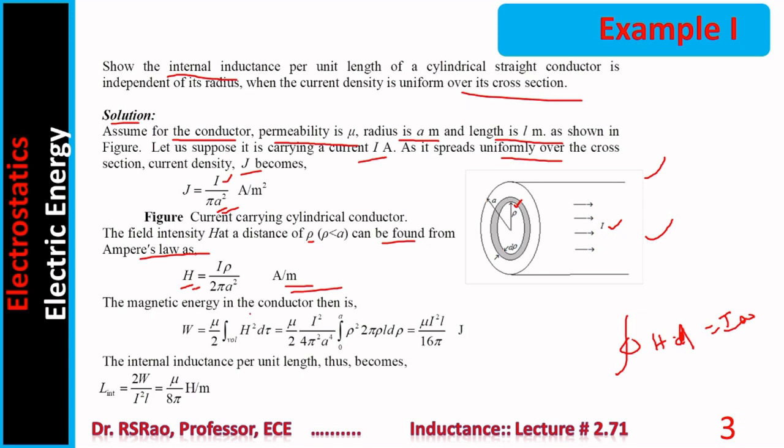The magnetic energy in the conductor then is W equal to mu by 2 times the volume integral of H square d tau. H is available. Substituting and performing integration, we get an expression for energy in the conductor whose length is L. Energy in the conductor per unit length becomes mu I square by 16 pi. Inductance per unit length then is energy per unit length into 2 divided by I square. It results in mu by 8 pi. This expression doesn't contain radius.